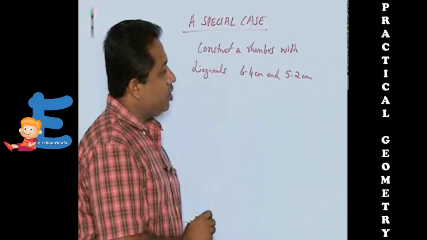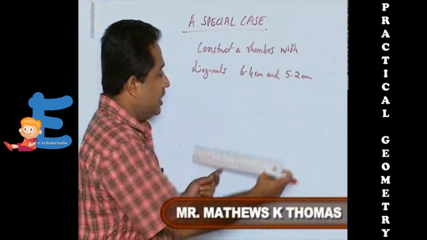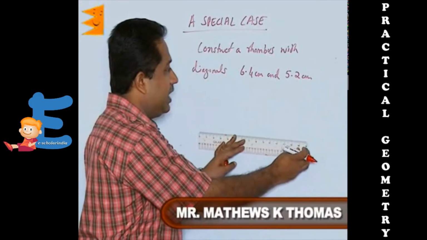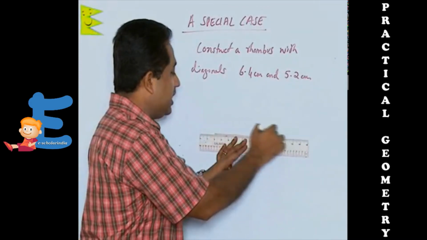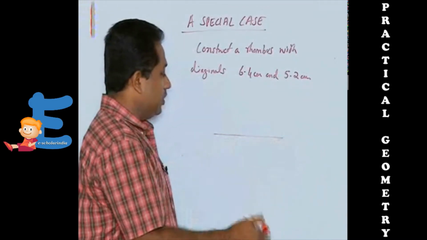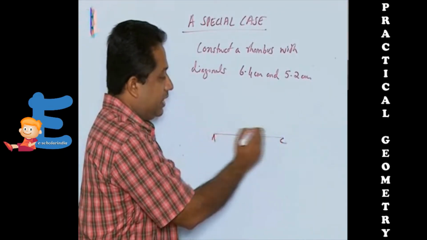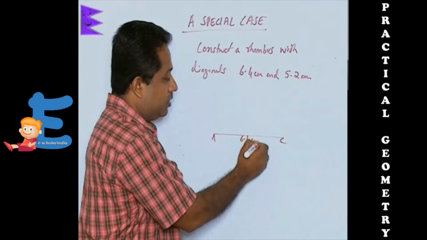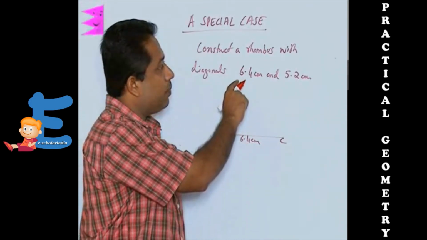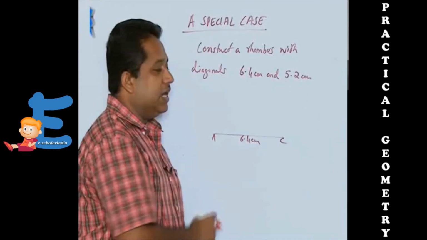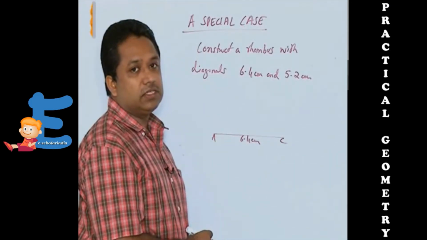So we will start by drawing a line 6.4 centimeter. That is the diagonal. We can take any of the diagonals, either 6.4 or 5.2. So we have selected 6.4 at random. Let us consider this length of the diagonal, 6.4 centimeter. Now in order to construct this, we are going to make use of a very important property of a rhombus, that is, diagonals of a rhombus bisect each other at right angles.